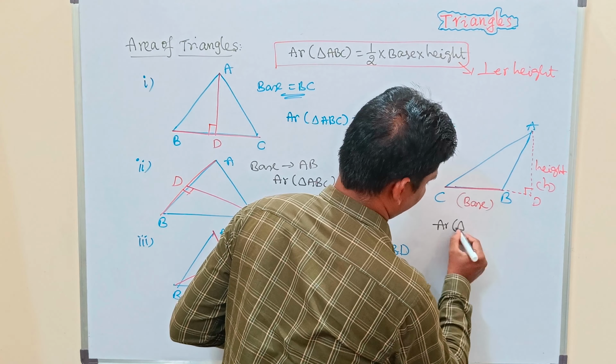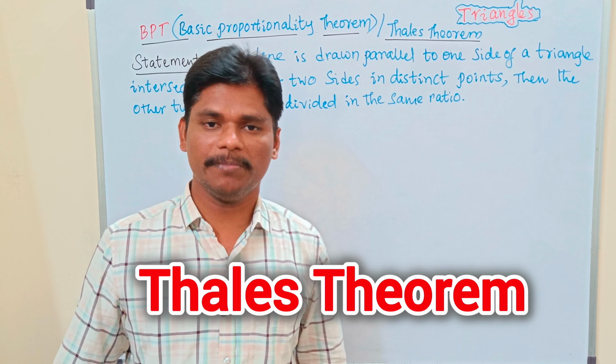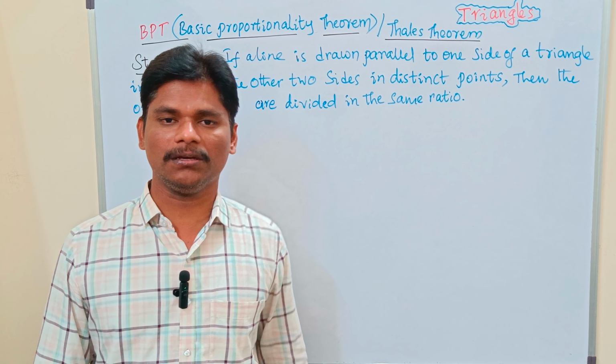Basic proportionality theorem, whose other name is Thales theorem. This basic proportionality theorem is a very important topic in our 10th class, in the chapter Triangles.